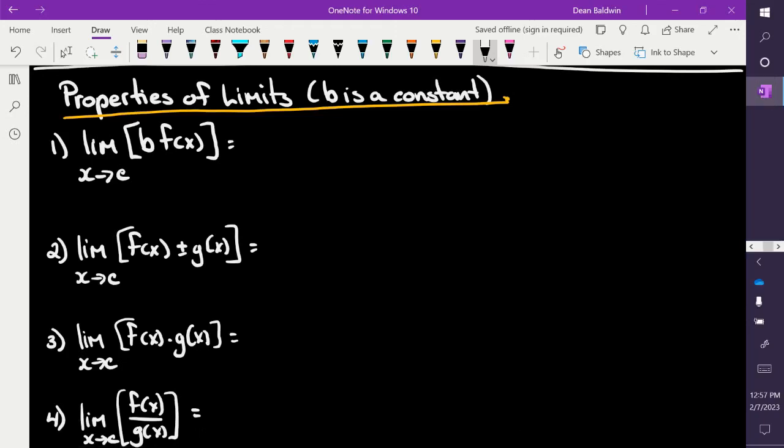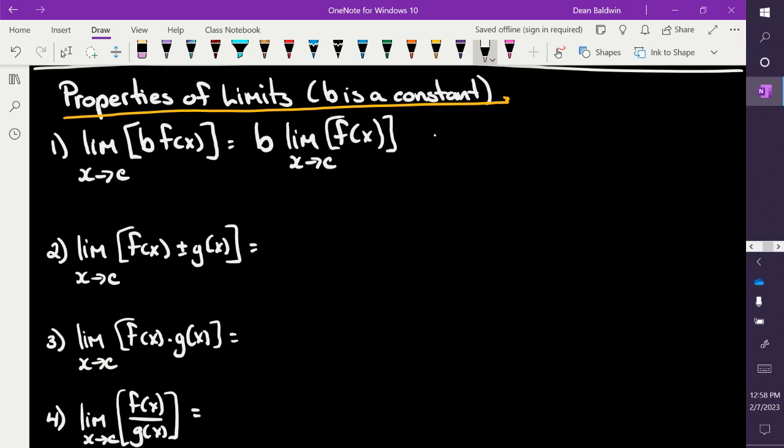So if we have a limit as x goes towards some number c of a function being multiplied by a constant, b is some constant. I'll show you examples of each one of these. You can pull the constant out and then do the limit of the function by itself. Okay? So sometimes that'll make it easier.